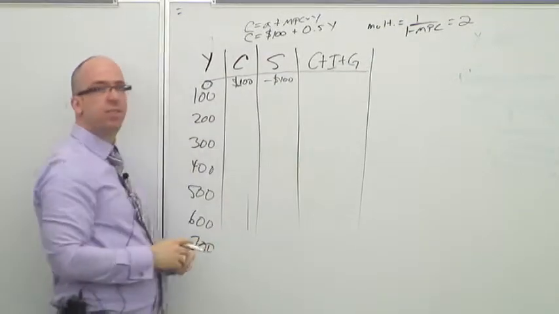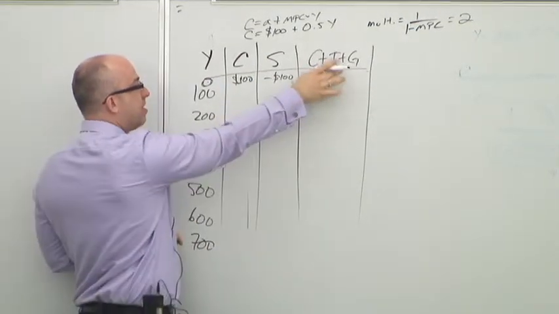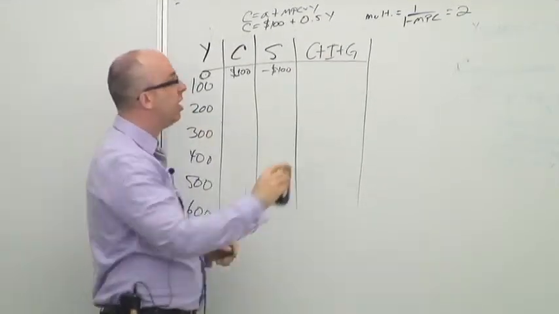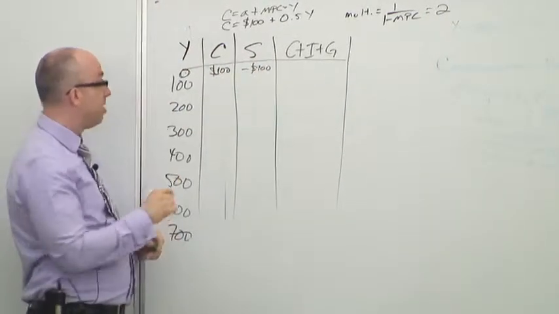So S stands for savings. All right, I'm going to leave this blank. This is going to be blank because I haven't given you I or G. This is going to show us how the next step looks. So I haven't given those numbers yet.